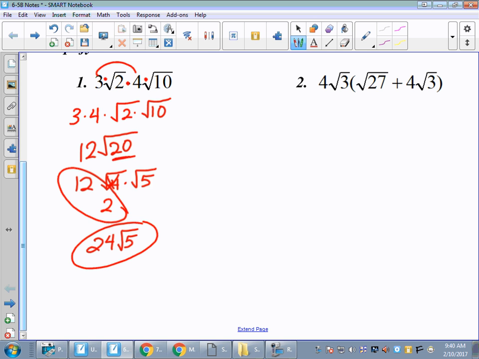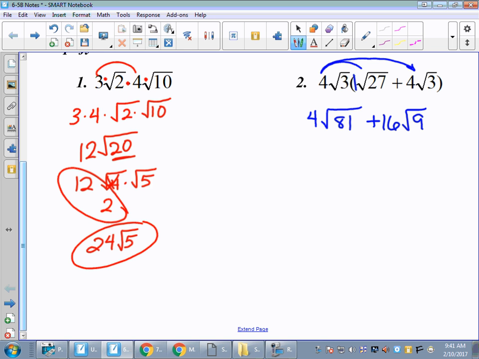For number 2 here, we're going to distribute 4 root 3 all the way through that problem. So there's a real number out in front of the square root of 27. It's just a 1. So you're going to do 4 times 1, which is 4, and root 3 times root 27, which is root 81. Then we're going to take that same radical and apply it to the second part. 4 times 4 is a positive 16. Root 3 times root 3 is the square root of 9. Make sure you write them down, okay?